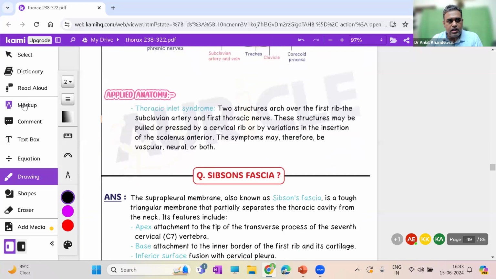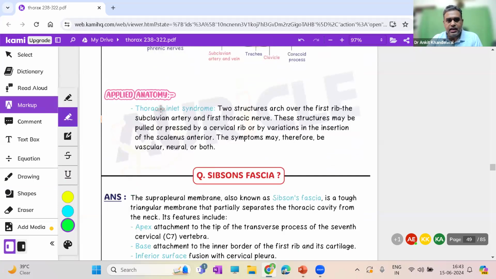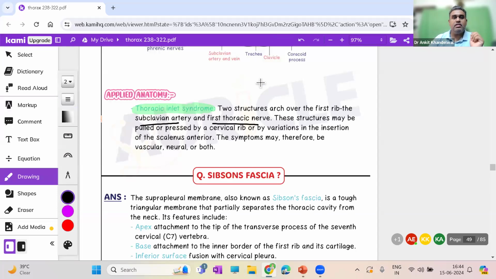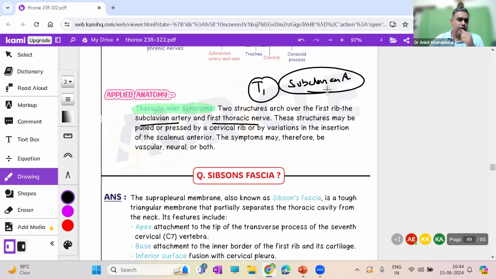In applied anatomy you can write about a syndrome known as thoracic inlet syndrome. That's not less important, it's quite important. Two structures arch over the first rib: the subclavian artery and the first thoracic nerve. Over the first rib passes the subclavian artery. Now these structures may be pulled or compressed by a cervical rib or its variation. If structures like the subclavian artery or T1 nerve are compressed, you will have decreased blood supply to the upper limb. There will be pain and paresthesia in the upper limb.